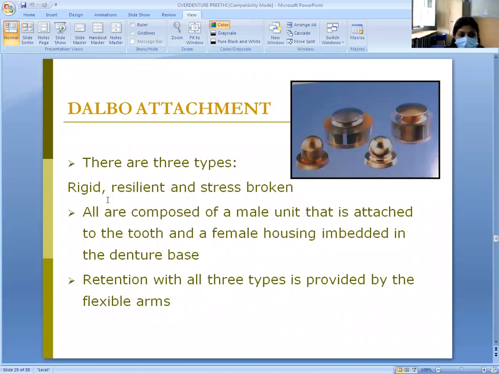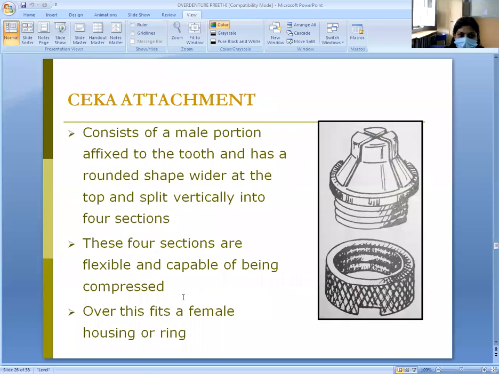So the Dalbo attachment, here you can see this. There are three types: rigid, again this is classified rigid, resilient, and stress broken. All are composed of a male unit that is attached to the tooth, and a female housing embedded into the acrylic part of a denture base. The retention with all three types is provided by a flexible arm.